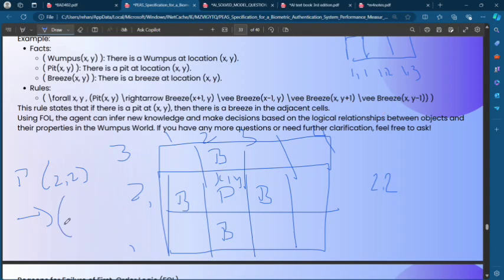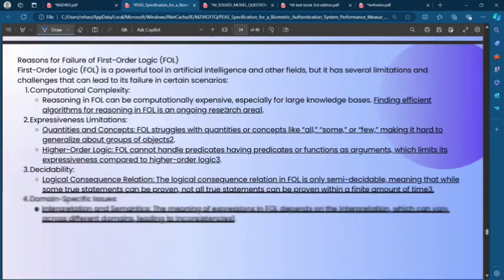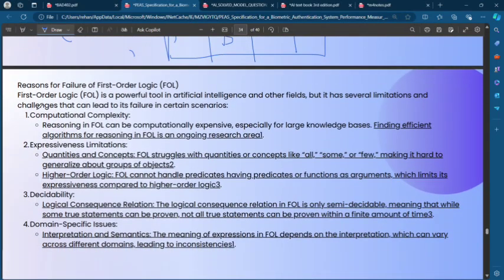That's it. All these things it is writing in this one. B of 2 comma 3, or B of 1 comma 3, like that we will be writing, or B of 2 comma 3, or B of 2 comma 1. Understood? The rule states that if there is a pit at x comma y, then there is a breeze in the adjacent cells. Understood? Using first order logic, the agent can infer new knowledge and make decisions based on the logical relationships between objects and their properties in the Wumpus world. Okay, that's it. Nice. You understood, right?